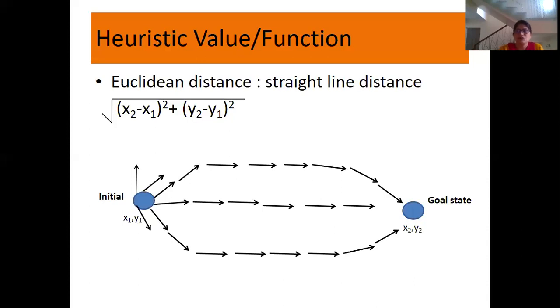So in this case, if you're using Euclidean distance, you can directly calculate the straight line distance between the initial state and the goal state, which will give you the minimum distance. To speak in contrast, in real life problems you'll never have a straight line between two locations.